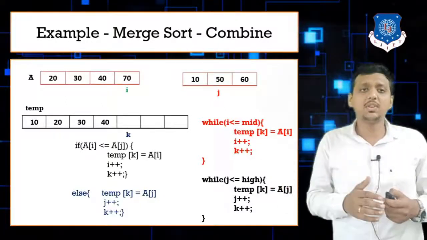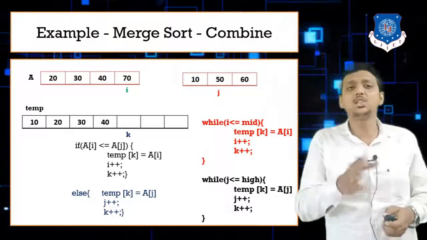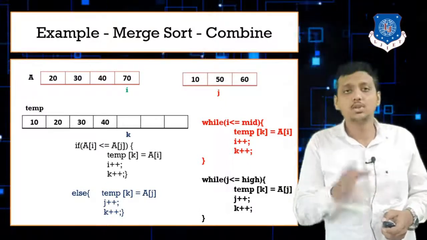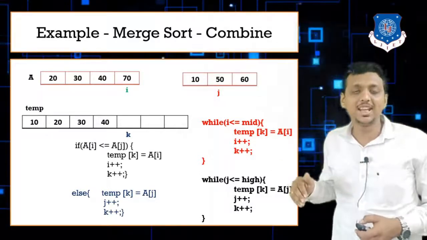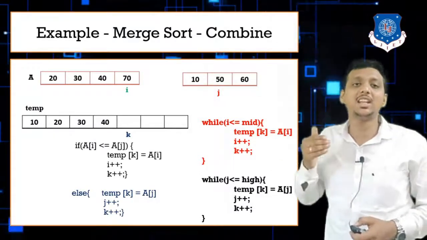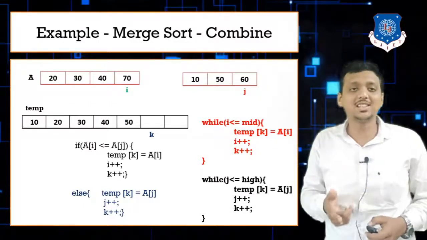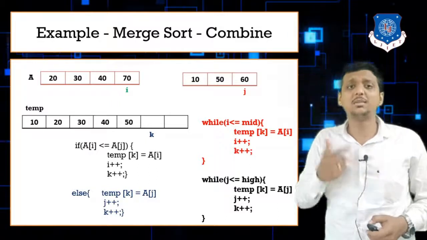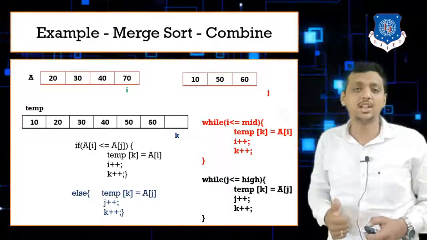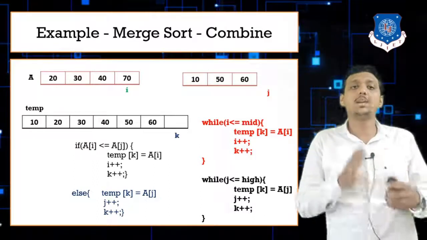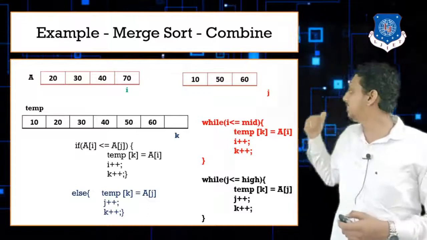Next we have 50 with us, 70. So 70 less than 50, the condition becomes false. So now put 50 into the temporary array, increment j, increment k. Next 60: 70 less than 60, condition false, increment j, increment k, put 60 into the temporary array. Now my j is greater than high. So you need to go towards the while loop.